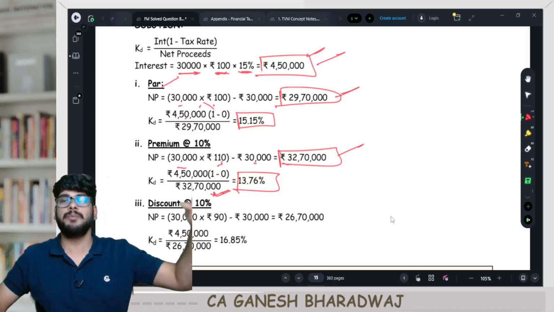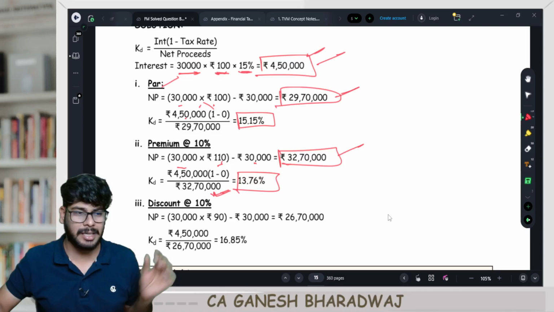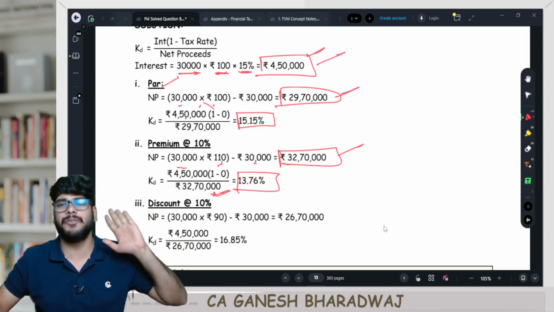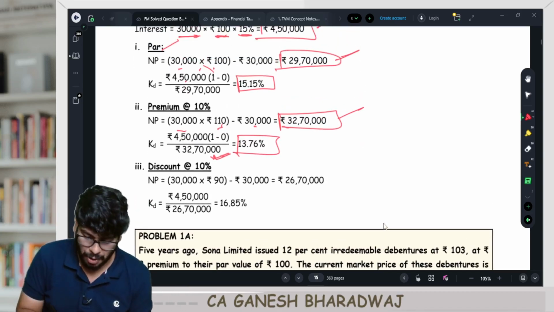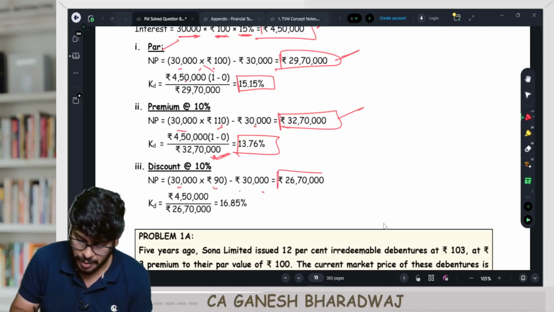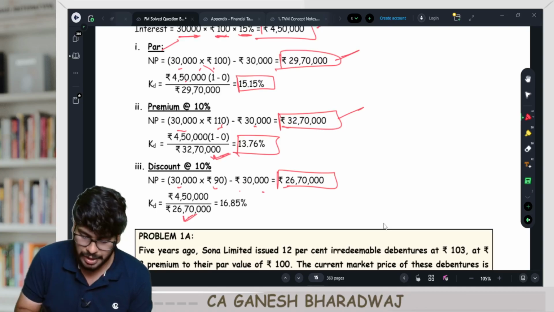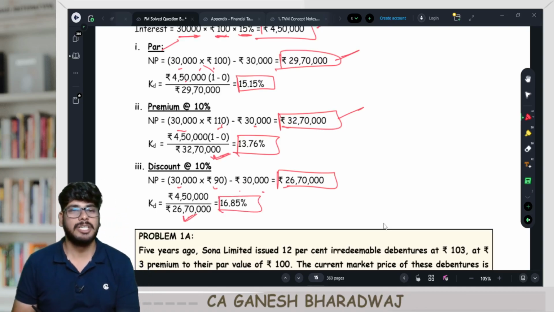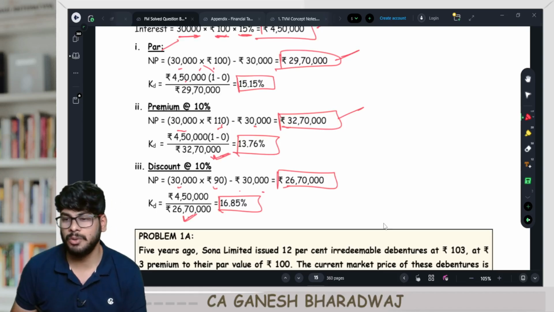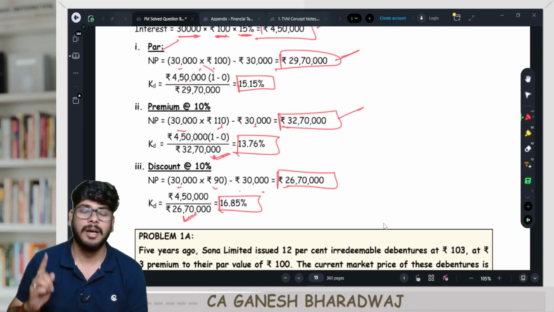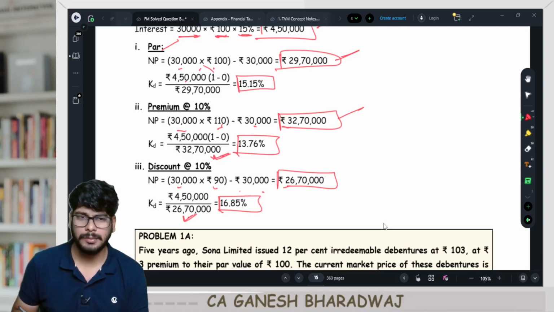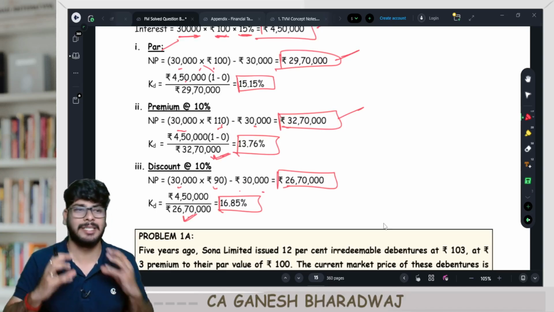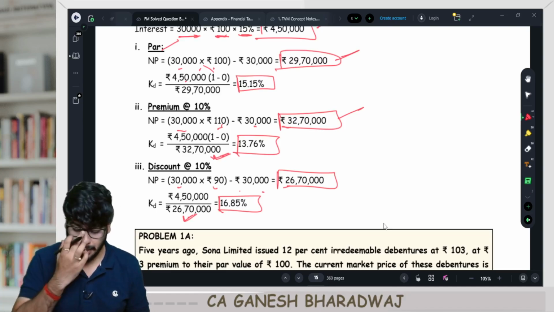Right? Suppose the company issues this at a discount. What happens in that case? Once again, the only difference is going to be the denominator calculation. So here, what is going to be your net proceeds? 30,000 into 90, minus 30,000. So that's going to be 26,70,000. This alone will change. So the net cost is going to be how much? 16.85%. Are you clear with this? This is going to be your KD calculation. Are you able to understand this, guys? Any problem, any difficulties here? No? Right. And that's about the sum, and that's about this concept. Clear with this, guys?